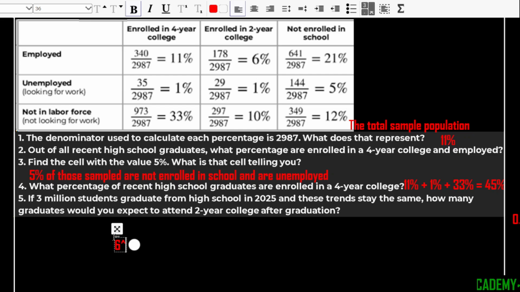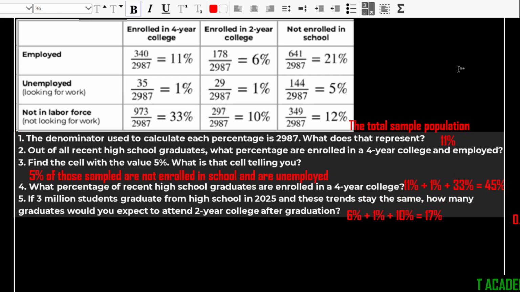Let's do 6% plus 1% plus 10% equals 17%. I'm using that because I'm getting that from our totals that are on there. Again, I'm using that from that 2-year college. So I have to add those values together.